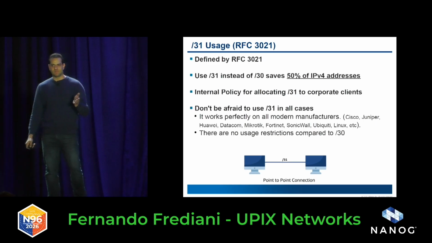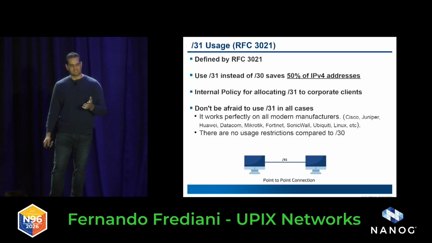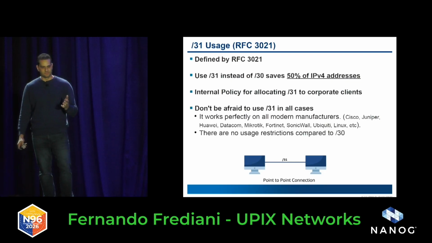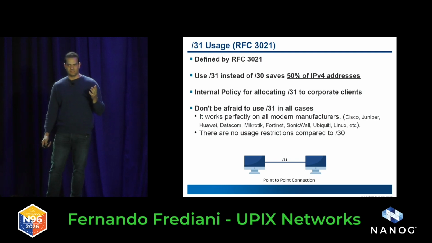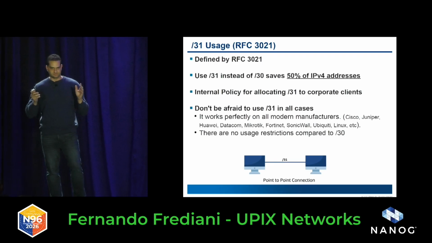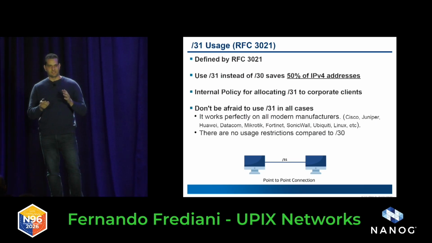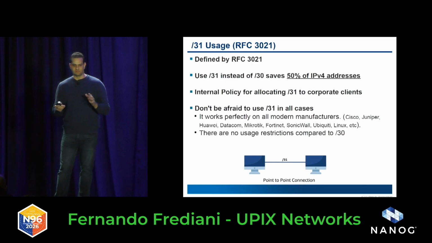So my goals are not too many, and people are just used to using /30. So stop using /30, just use /31, and don't be afraid of that, because it works on all major vendors. I have used this at several companies I worked at, and it just works without any problem, without any concern. You just build an internal policy in your company that you will allocate /31 to any point-to-point links, anyone really. There are no restrictions, so no need to be afraid.